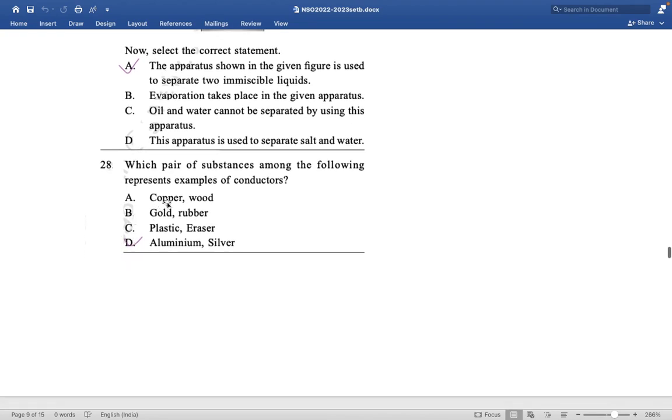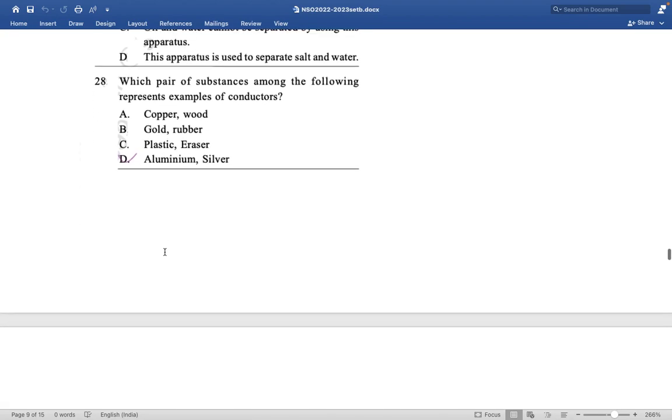Here, copper is a good conductor but wood is not. Gold is a good conductor but rubber is not. Plastic is an insulator and so is an eraser as it is made up of rubber. Aluminium and silver are both good conductors of electricity and heat.